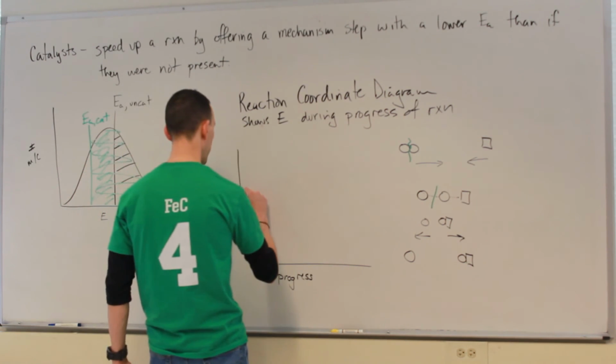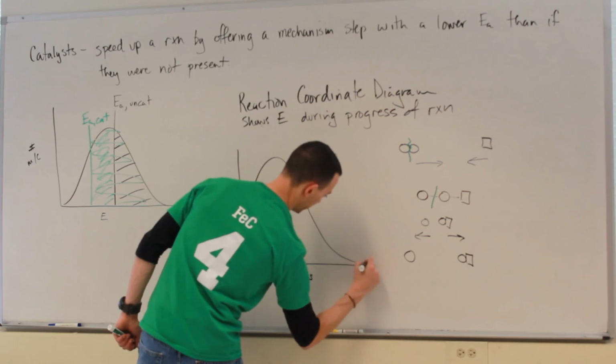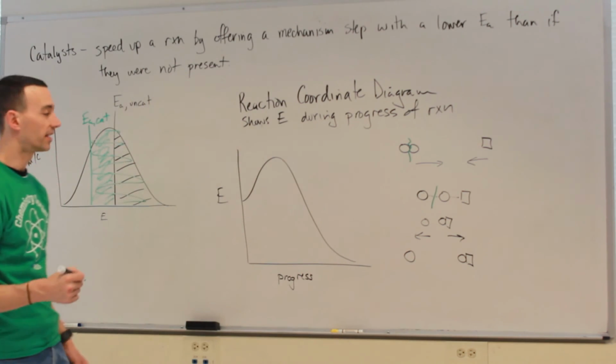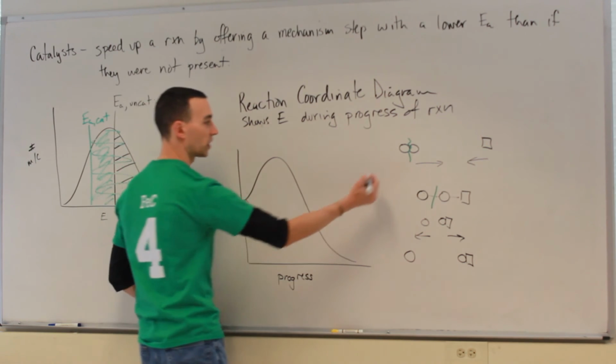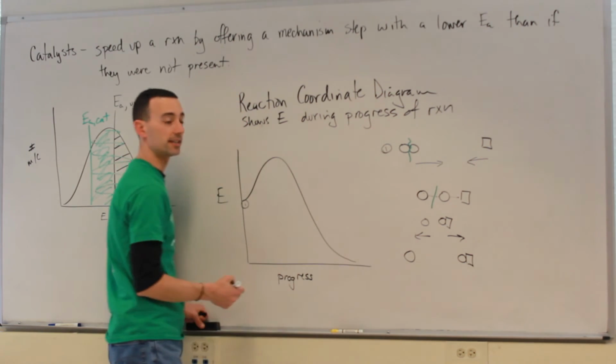And so a typical reaction coordinate diagram might look something like this. All right? And this would be the energy at our first stage of our reactants.